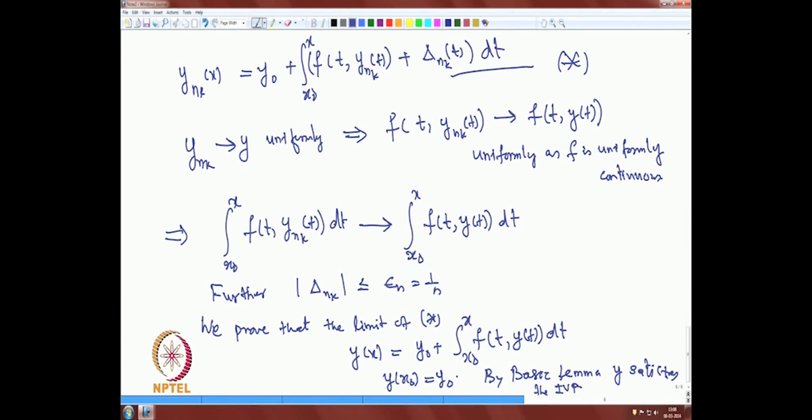So, in this lecture we have proved that if we have an initial value problem dy by dx is equal to f(x, y), and f is continuous with respect to x and y, then there exists a solution to the initial value problem. The uniqueness is not guaranteed.